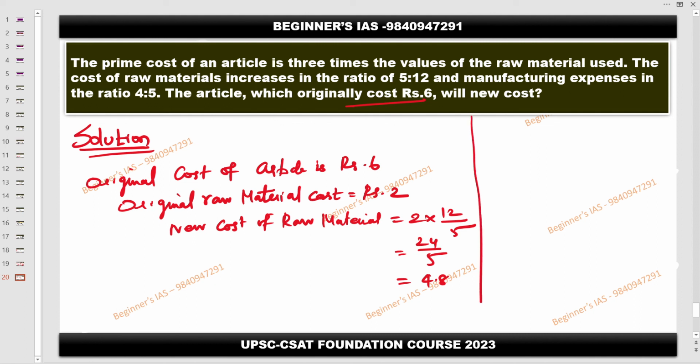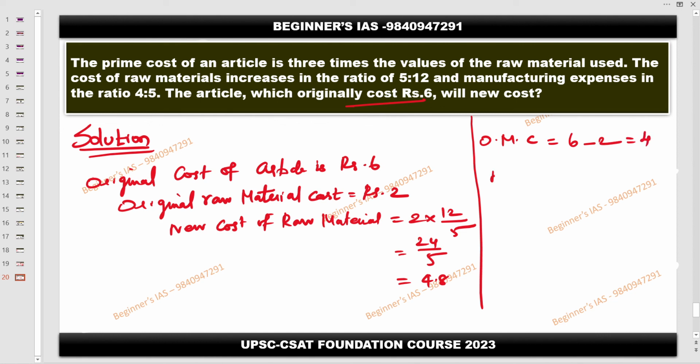Then what is the original manufacturing cost? OMC means original manufacturing cost, or else original manufacturing expense. So this is equal to 6, the original cost of the article, minus the raw material. So this is equal to 4.